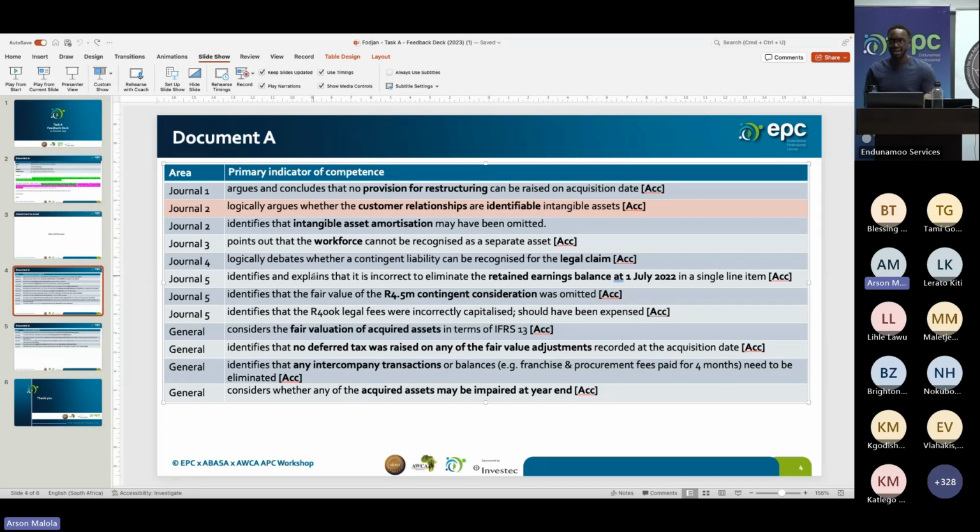And I need more information, as an example. But you would still be able to tick off that indicator because you've logically argued whether or not the customer relationship is identifiable using the information that you have. So I'm happy with your response. I'm happy either way. Concluding or saying I need more information, I think that's all good. IPAC, Kamokelo, you can go back. Okay, thank you, Emmanuel.